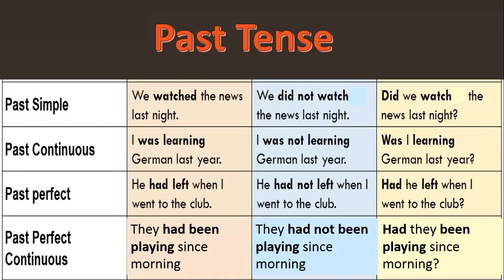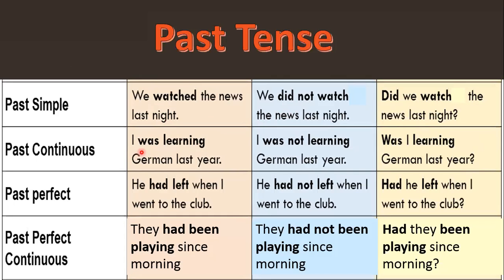Okay, the simple past tense, or for the past tense: we watched the news last night. This is something that has happened. Okay, an event that has happened. We did not watch. With "we" we always use "did." We did not watch the news last night. Did we watch the news last night?